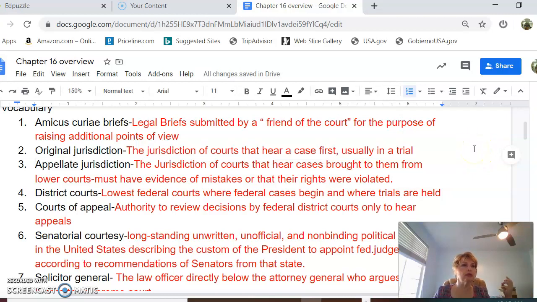Sometimes an original court case comes if it has to do with us and another country, or us and an ambassador, or that was covered in the crash course that you saw before.